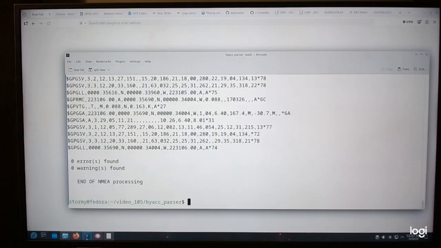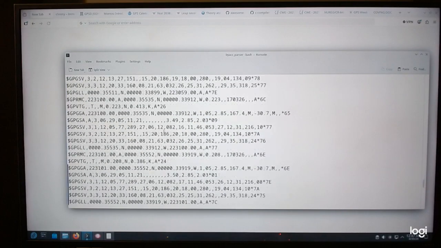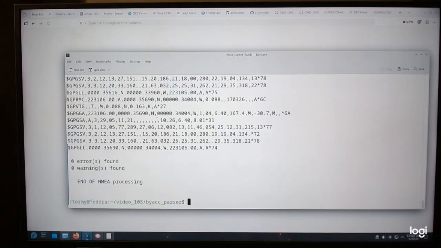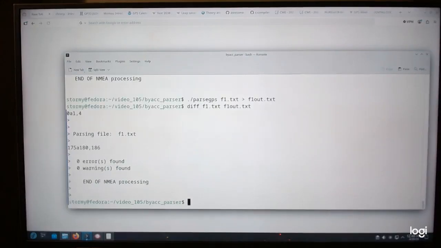All right, that's my simple file that I'm trying to parse. Now, what I'm talking about is, if I parse it, what I want to do is put the output into an F1 out.txt file, and then I want to diff the F1 with the F1 out to make sure I'm reading the same exact input. I match it with the same exact output.